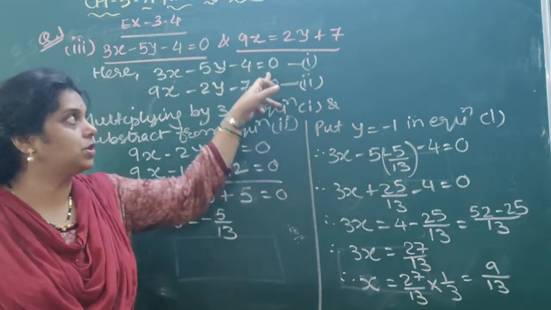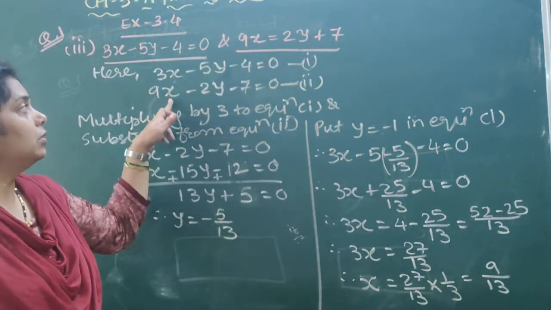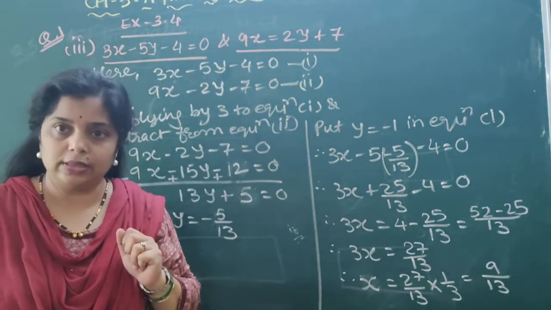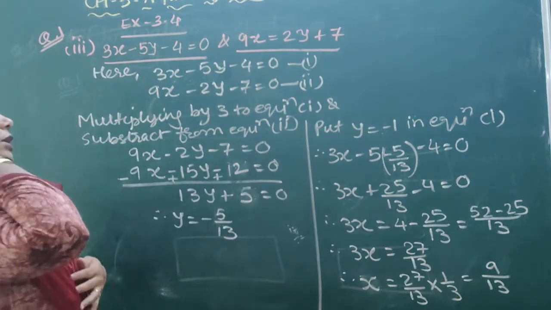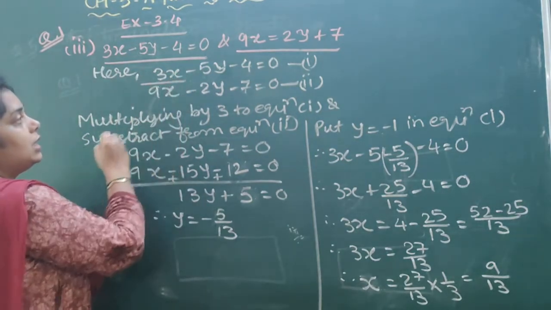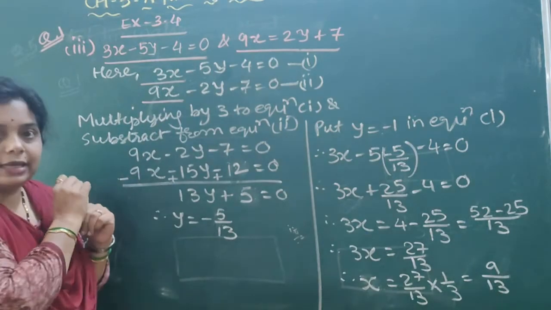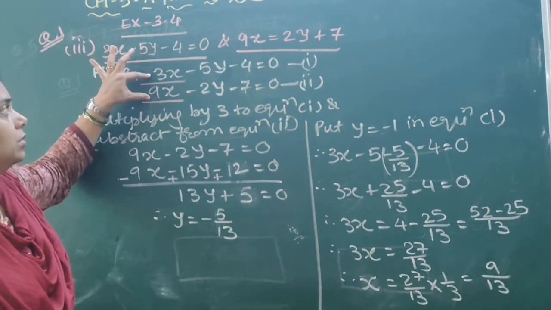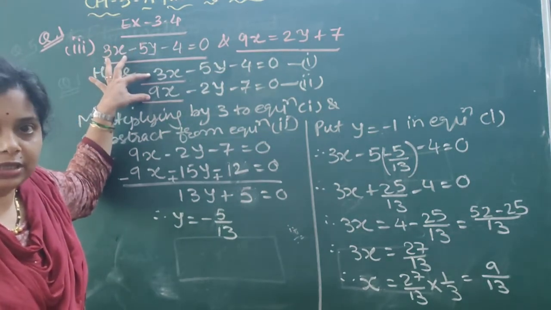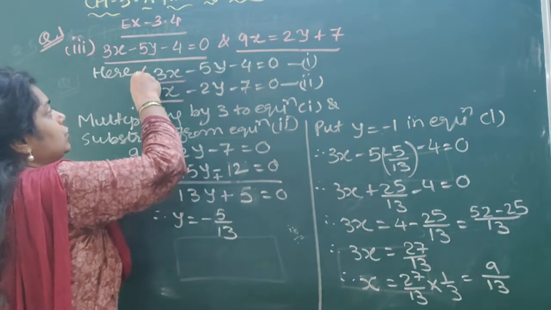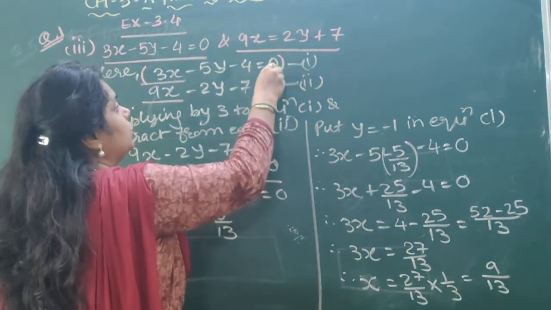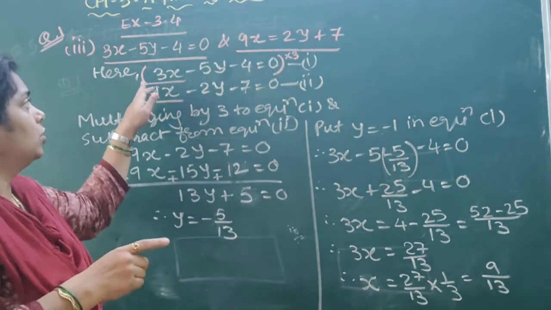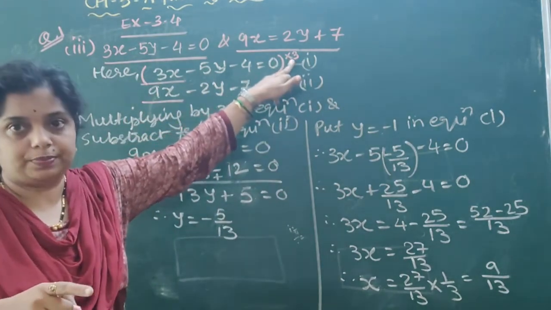This is our first equation, and the second now will be 9x minus 2y minus 7 is equal to 0. Okay, now as you see here, this is plus 3x, 9x. So if I want to make these two variables' coefficients equal numerically, then what should I do? I should multiply this whole equation by 3.